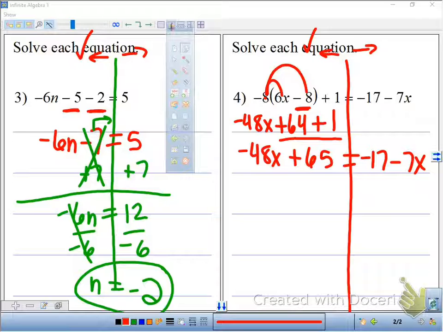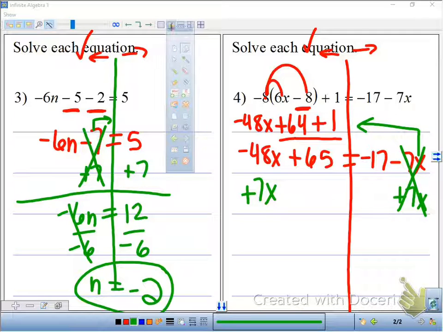And now it's time to solve. So as my organized step, I want to get my x's on one side, my numbers on the other. Now I like to do it all at once. That's just me personally. If I'm going to move my x's to the left, I have this negative 7x. I'm going to move it to the left, and I'm going to add 7x to both sides. Now what that's going to do is remove my x's from the right side.